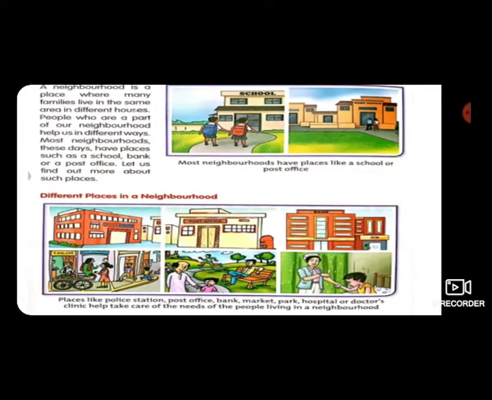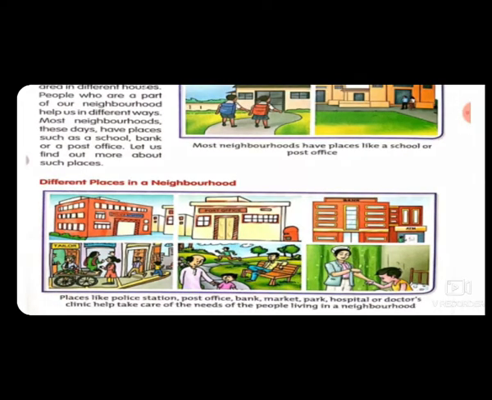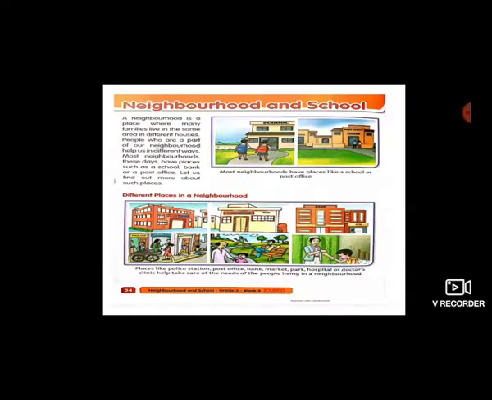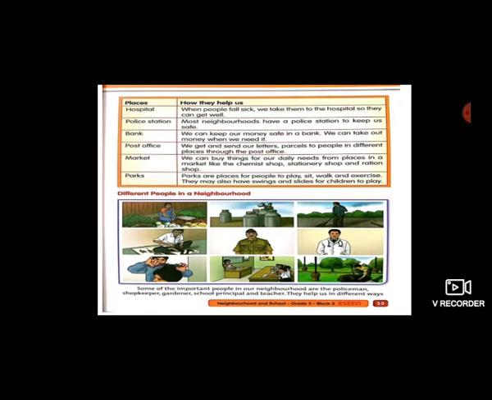See on your screens, so many places are given here. Yes, can you name them with me? Okay, so first one is, see, we have school, we have post office, bank, park, tailor's shop. We have here hospital also. So these are the different places that we have in our neighborhood. Now let's move on to the next page, page number 35. Now it is given how these places help us.